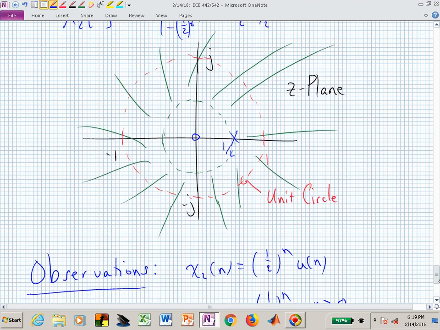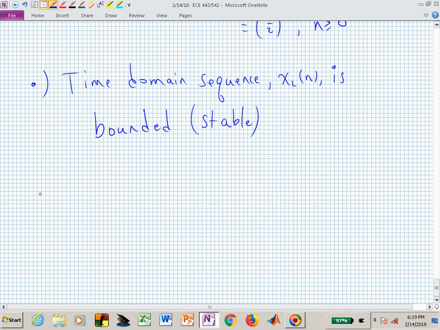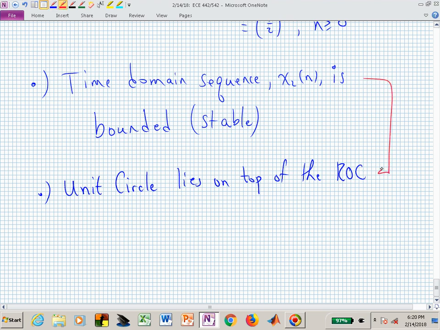What can we say about the region of convergence and the unit circle? Is the unit circle shaded? Is it lying on top of the region of convergence? Both of those, right? So this second observation is that the unit circle lies on top of the region of convergence, or the unit circle is shaded, and that's our connection.